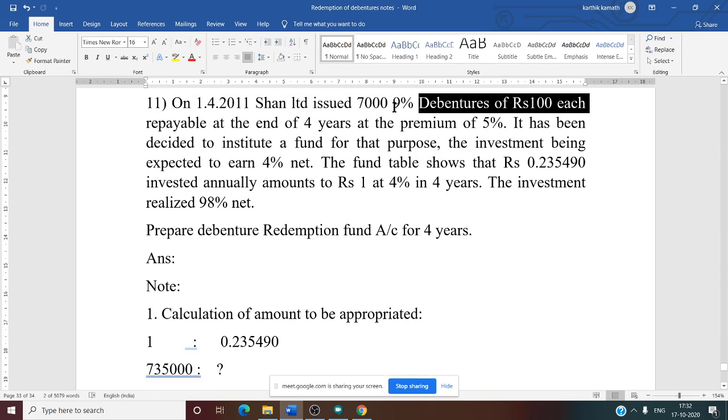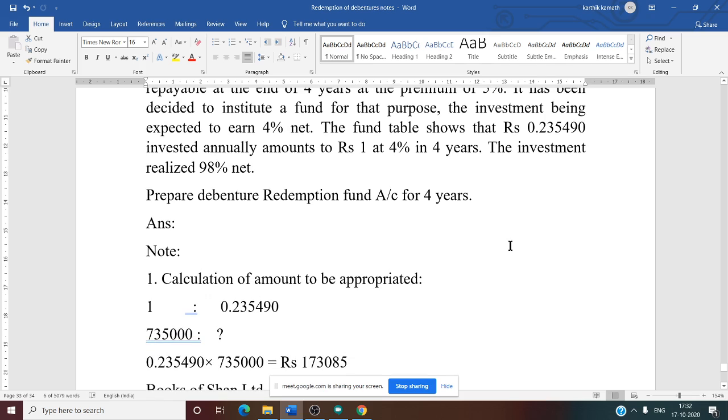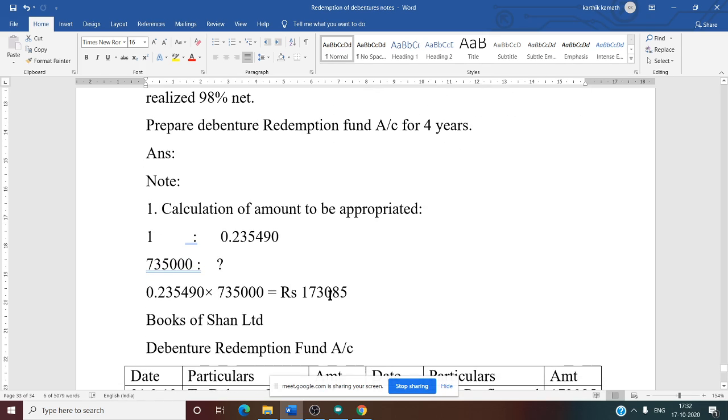7 lakh is the par value plus premium. 7 lakh into 5%, which is 35,000. So total 7 lakh plus 35,000, that is 7 lakh 35,000. So why are we going to take the premium also? Because the company is going to pay premium plus par value to the debenture holder. That is why we consider the premium also. So now do the cross multiplication. You will get the value as 1,73,085. 1,73,085 is your amount to be kept aside from the profit and loss account every year.